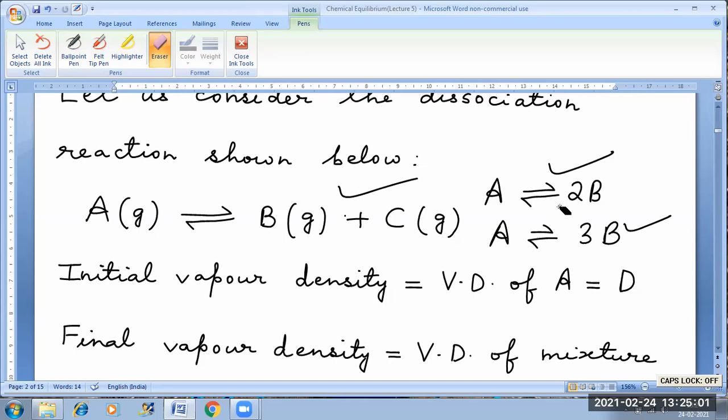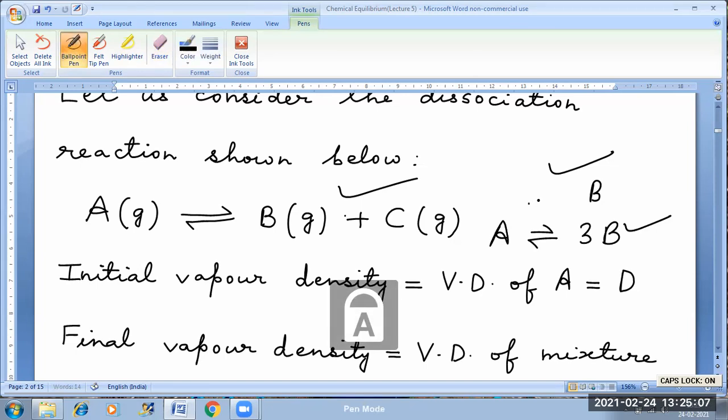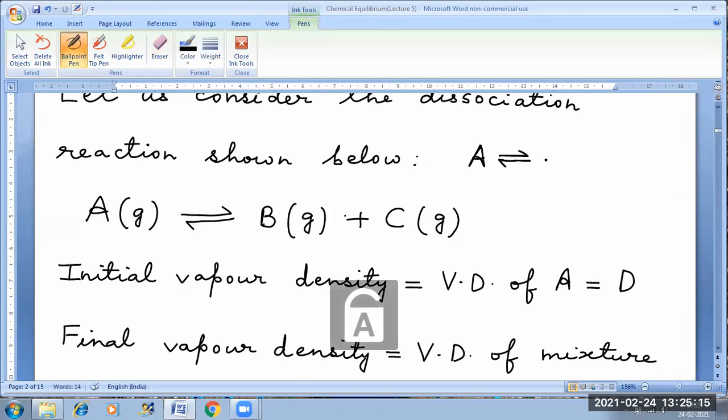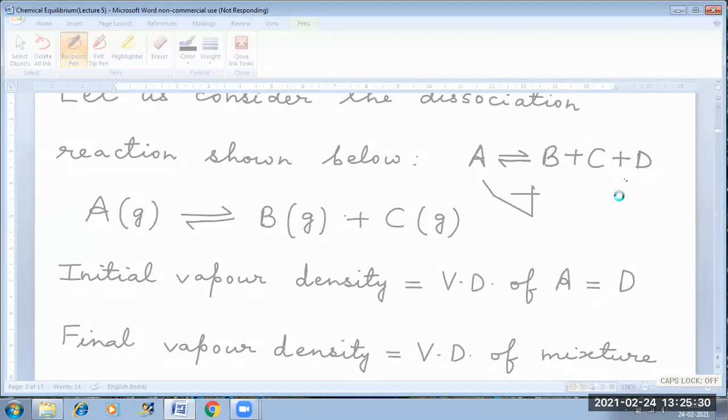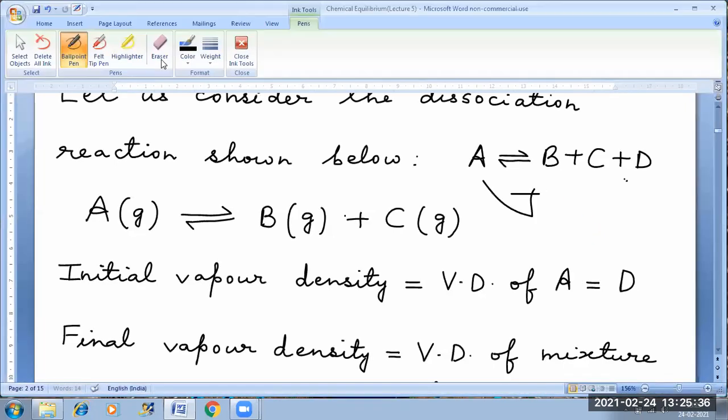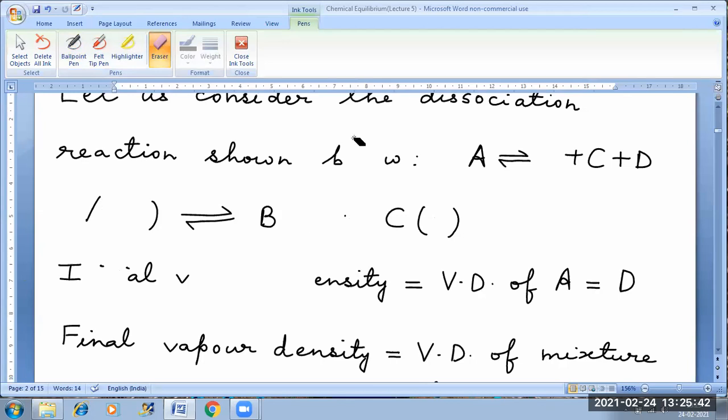So all these are examples of dissociation. Okay. Now see, if I write this, what about this? What about this? A giving B plus C plus D. Sir, it is also dissociation. Yes, it is also a dissociation. Right. It is also a dissociation.